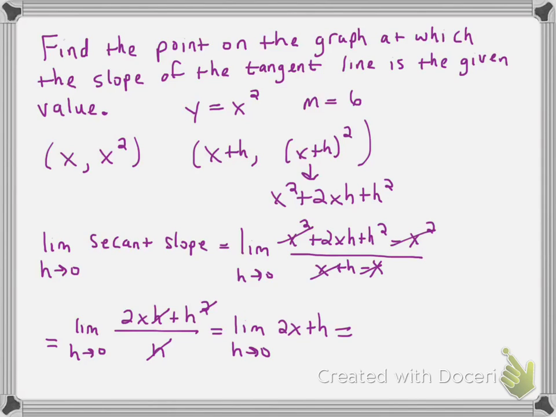Now, remember, the h value, the distance that we created for that second point, is getting closer and closer to 0, so our two points are becoming one. So this h value goes towards 0, and what we're left with now is just 2x. This 2x represents a way to find the slope of every single point on my curve, every single tangent line.